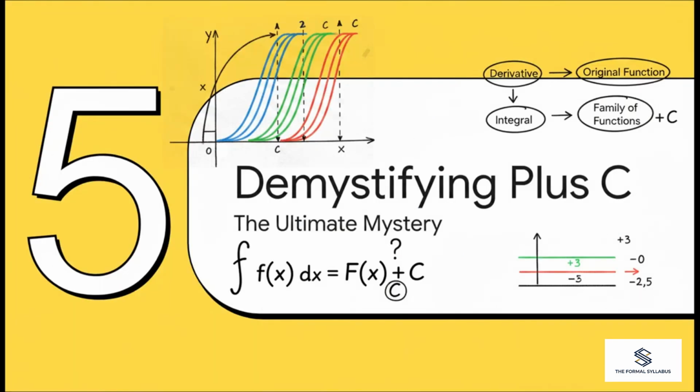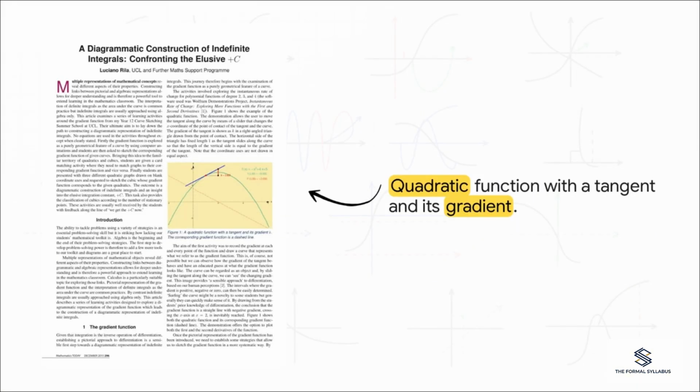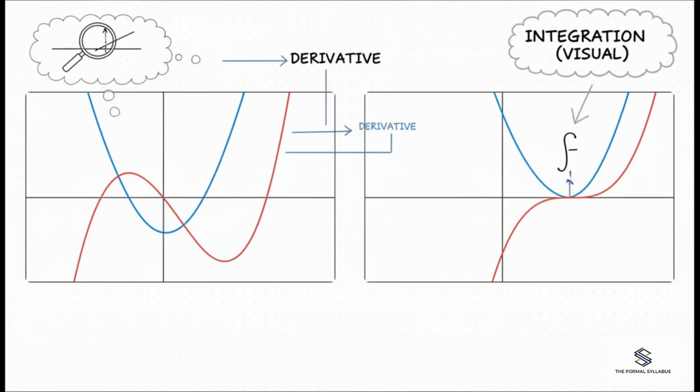And finally, Section 5, demystifying the plus C. All right, the absolutely crucial point here is that integration is just the inverse of differentiation. That means we can look at a gradient function, like the dashed line you're seeing here, as a purely geometric object. We are literally just tracking the slope of the tangent as it surfs along the main curve. When we do these visual derivative puzzles, connecting, say, a cubic function to its quadratic gradient, we realize something kind of profound. We are actually doing integration without using any algebra at all. We're just working backward from the gradient to rebuild the original curve.